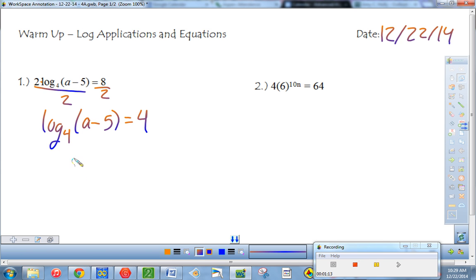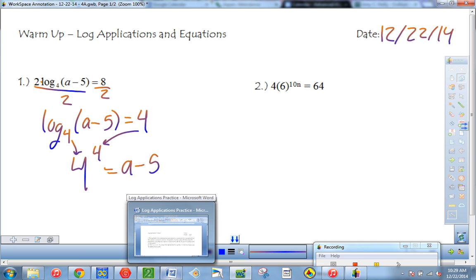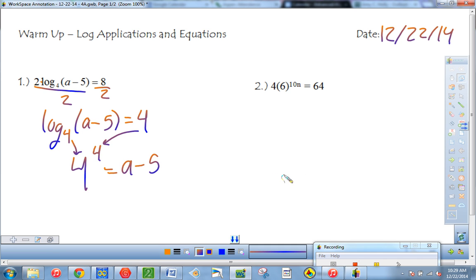Very nice. You can convert it into an exponential. 4 to the 4th equals a minus 5. That's exactly what you do. What is 4 to the 4th? 256.